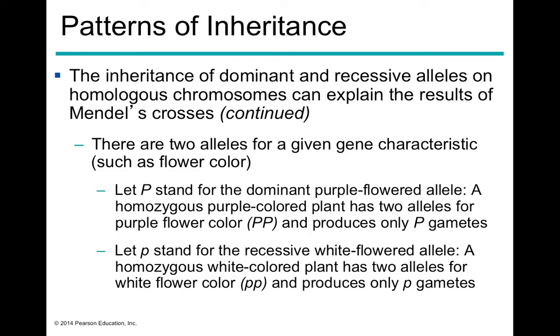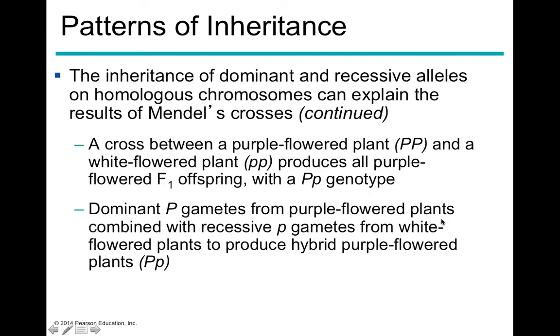So we're not going to see a lowercase w, right? It's going to still be P, but it's going to be lowercase. The white flower is going to be recessive and it's going to have the same letter, in this case P for purple, as the dominant, but lowercase. And again, a homozygous recessive is only going to produce homozygous recessive gametes, and the homozygous dominant is only going to produce homozygous dominant gametes.